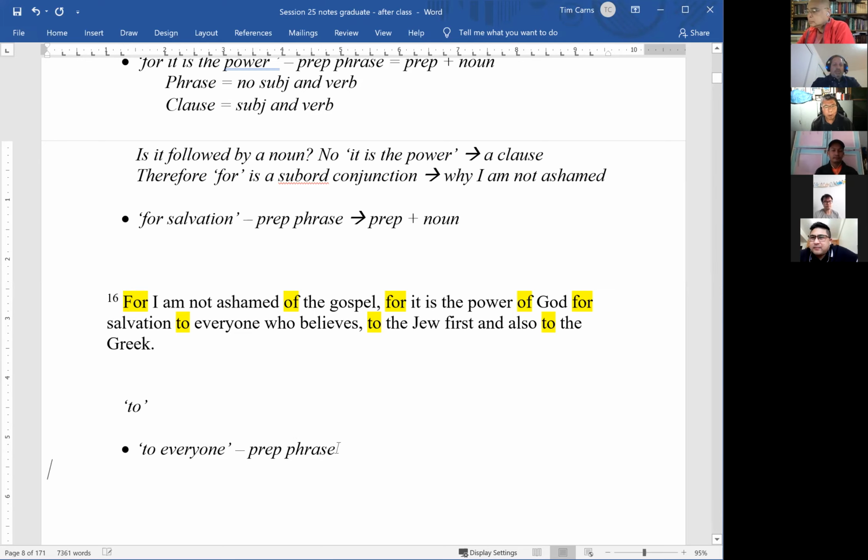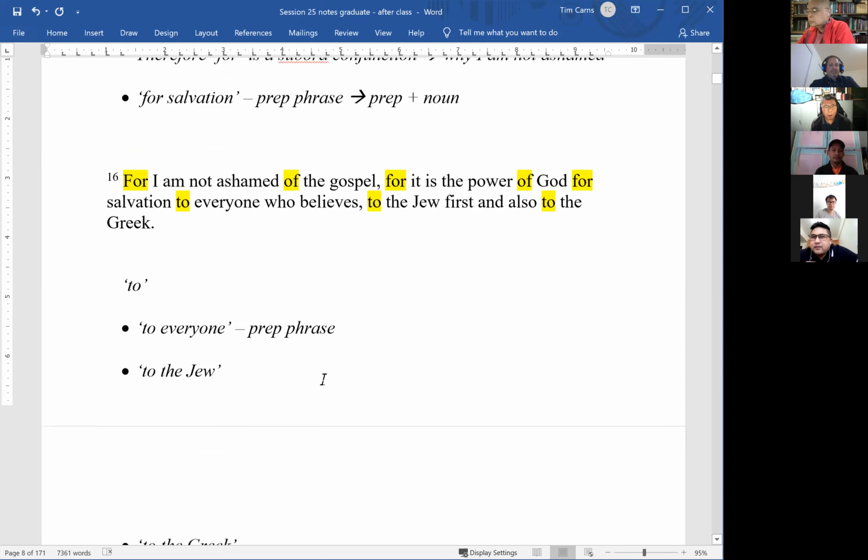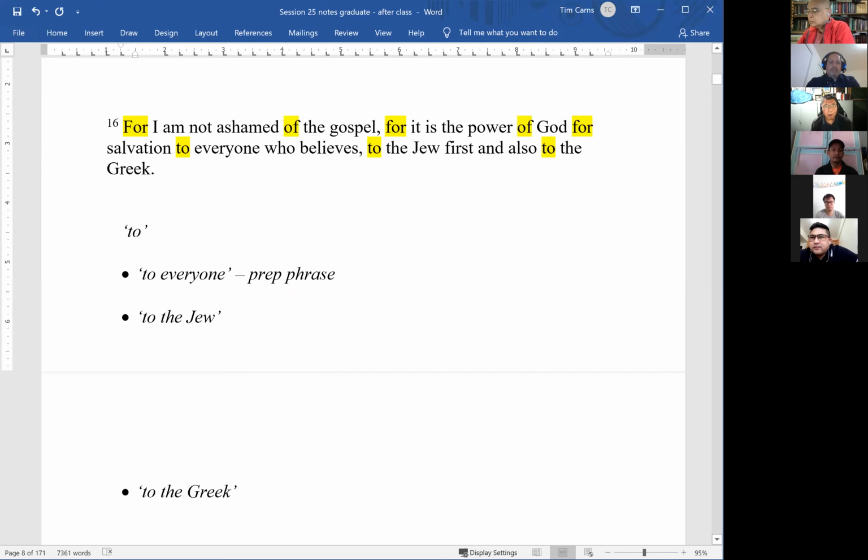Our next "to" is "to the Jew." How about that one? Still a prepositional phrase, Pastor. Yep. It's not an infinitive because it's followed by a noun, not a verb. And "to the Greek." How about that one? It's a prepositional phrase, Pastor. Okay, good. And all of these again are together. Salvation, what kind of salvation? To everyone, to the Jew, to the Greek. All right. Okay, good.